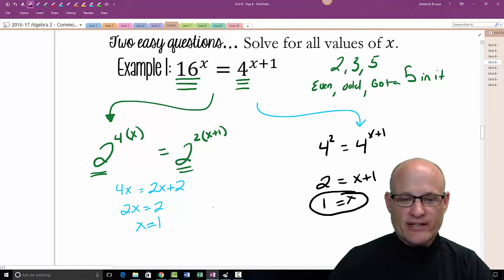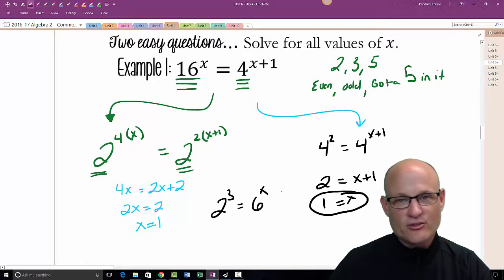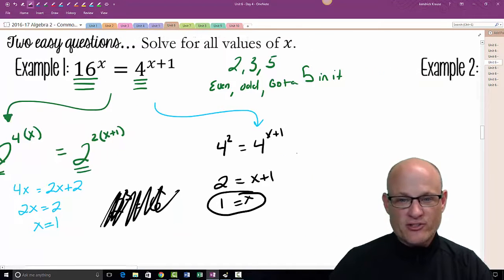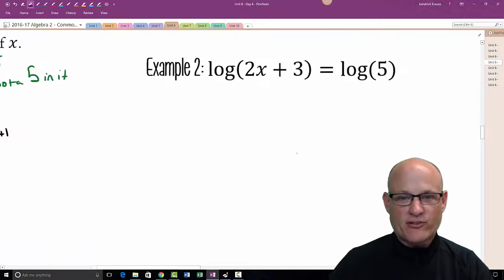If I gave you something like this, 2 cubed is equal to 6 to the x, you couldn't do it that way. Okay? Actually, you couldn't do it either way. But 2, 4, I would just use 2, 3, or 5. It's just generally easier. But as long as the bases are the same, it doesn't really matter.